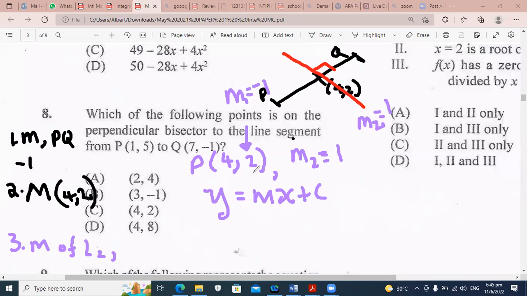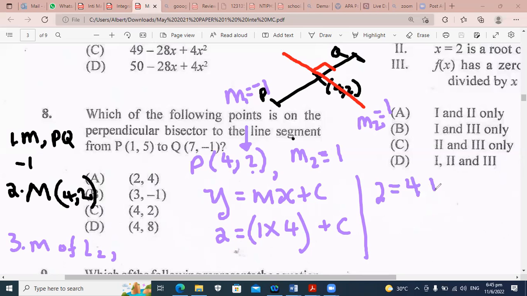Now y is 2 because of that value of 2. m is equal to 1 multiplied by x. What is x? 4. So when you input x, y, and m, the only thing we'll have left is c, which is called the y-intercept. So you have 2 equals 4 plus c. So c is equal to 2 subtract 4, which is -2.